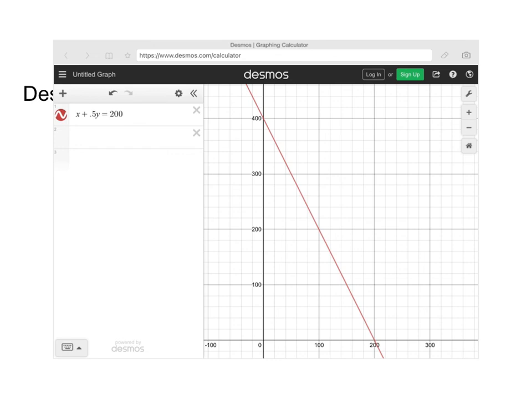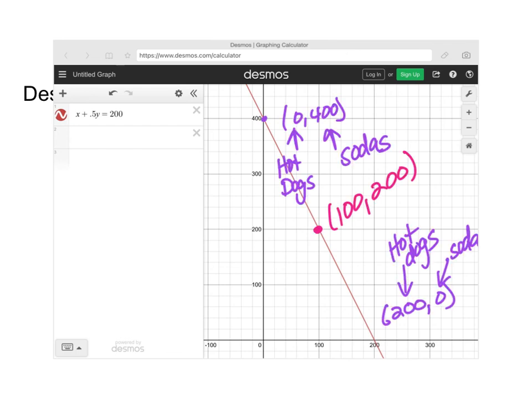If y represents the number of sodas and we have 0, 400, this would mean we sold 0 hot dogs but sold 400 sodas. So that's like, okay, we ran out of hot dogs, or we're not selling any hot dogs, but we sold 400 sodas. Here, this is like we only sold hot dogs, while this is sodas. Now, of course, there are different variations in between. Like right here, this point would be 100, 200. So that means we sold 100 hot dogs and 200 sodas, which would be a little more realistic, right?